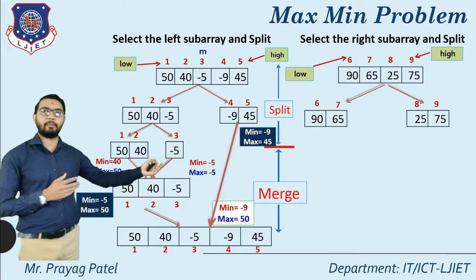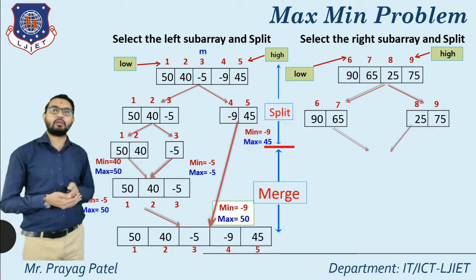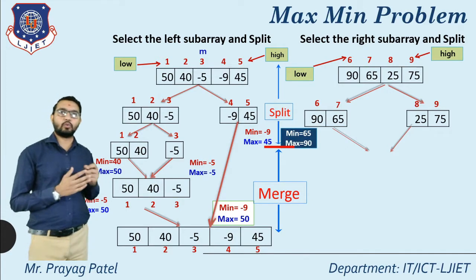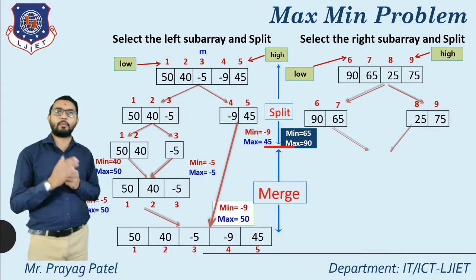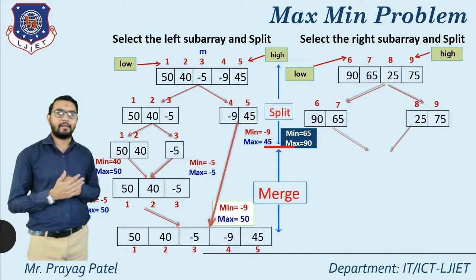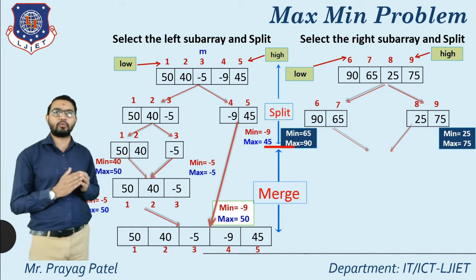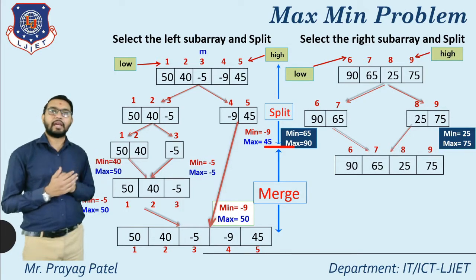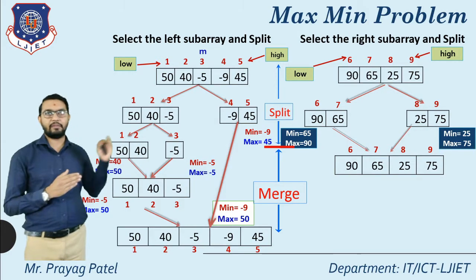Now the same process will be repeated for the right sublist. So in the right sublist also we consider two subarrays, 6, 7 as left and 8, 9 as right. Now combine these two arrays. Before combining, first we find the minimum value and maximum value from the left array. So minimum equal to 65 and maximum equal to 90. Now for the right array, 8, 9 location, minimum equal to 25, maximum equal to 75. Now combine these two arrays, then we will get the resultant array as 90, 65, 25 and 75.